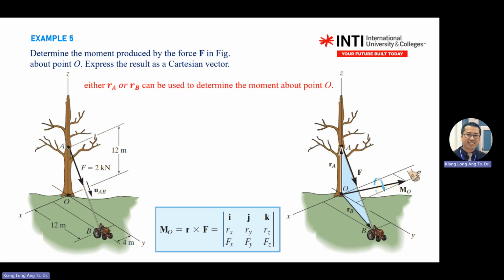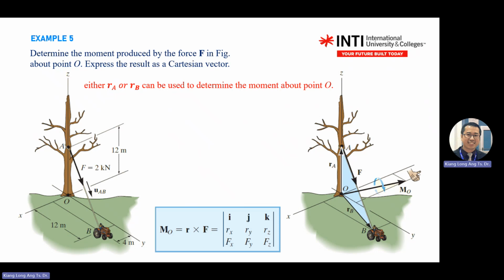Same, so I just show you this diagram. And the direction, later I'll explain. So if you extend this one, and the force, extend this one, and the force, the R cross F will be going there. Okay.